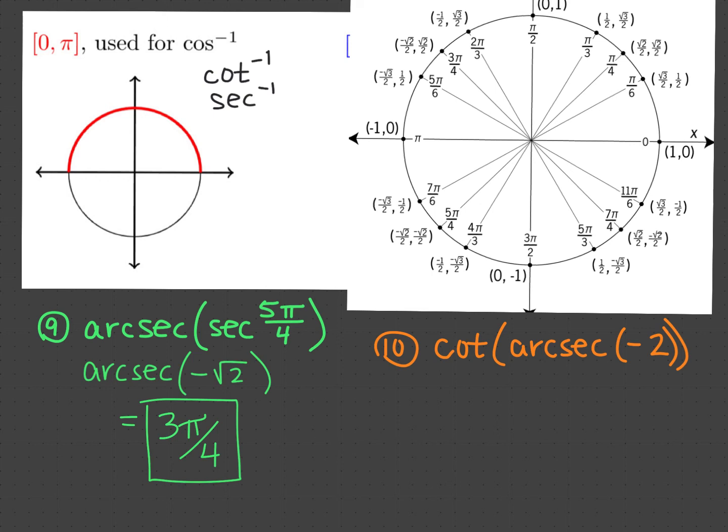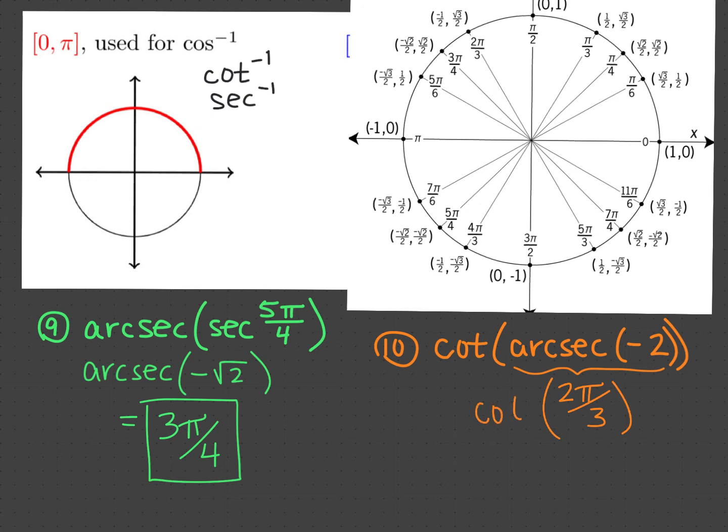Number 10 is again dealing with arcsecant. We want to know the cotangent of the arcsecant of negative 2. So the first thing we're going to find out is the arcsecant of negative 2. We did this just earlier, and we want to know where is the secant negative 2 in quadrants 1 and 2. Well, I got to look in quadrant 2. Secant's the reciprocal of cosine. Therefore, the secant at 2 pi over 3 would be negative 2. So the arcsecant of negative 2 is 2 pi over 3. So we can replace that.